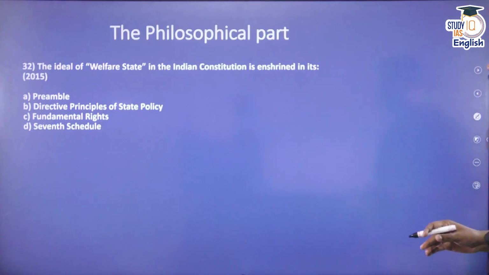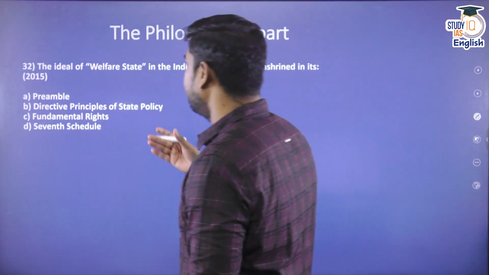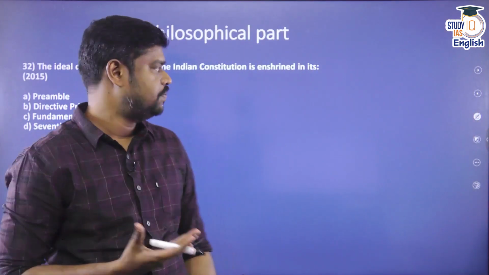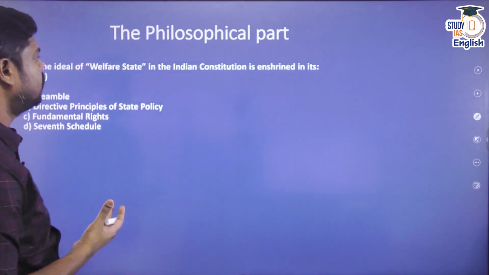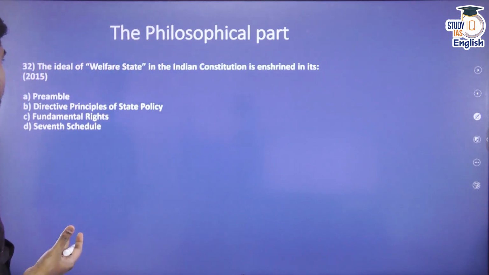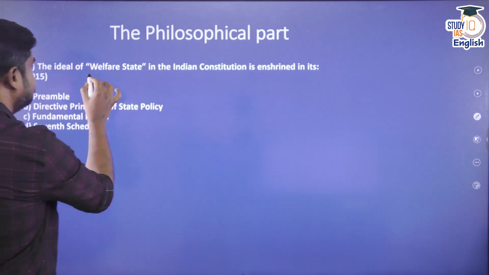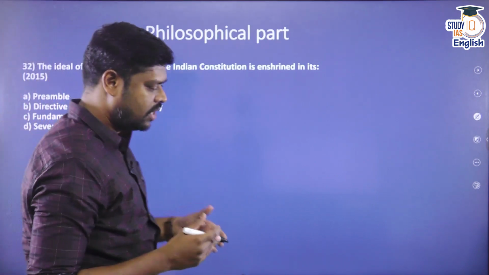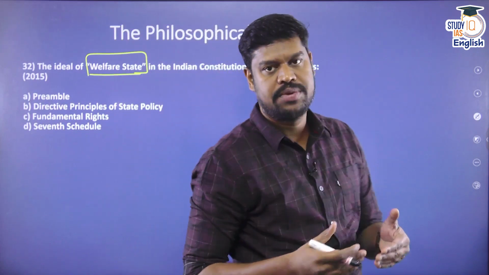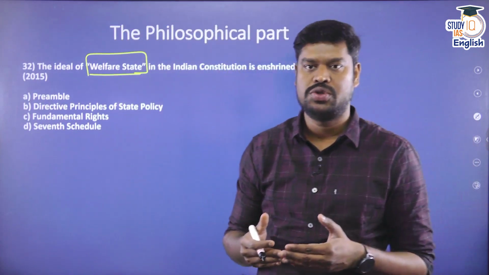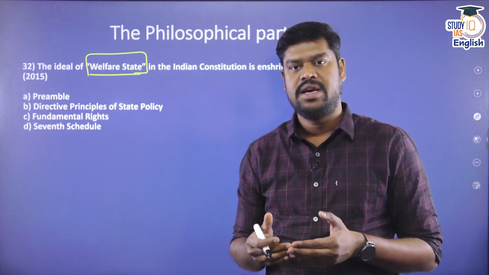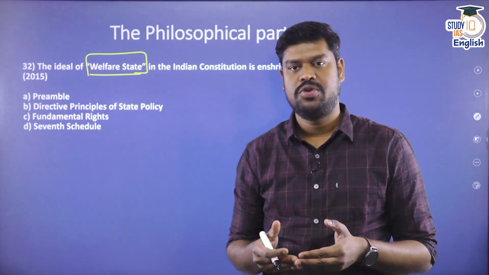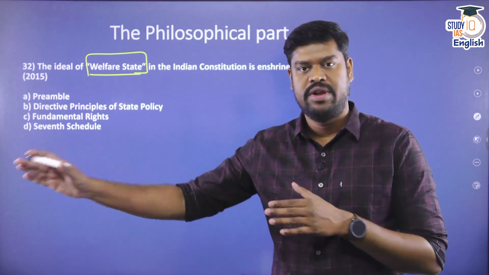Next question. The next question is: the ideal of welfare state in the Constitution of India is enshrined in what? The ideal of welfare state is very much enshrined in the directive principles of state policy. Now, what is the reason why the directive principles of state policy are laid down in the Constitution? The very idea as to why these directives are put in the Constitution is to provide for a welfare state.